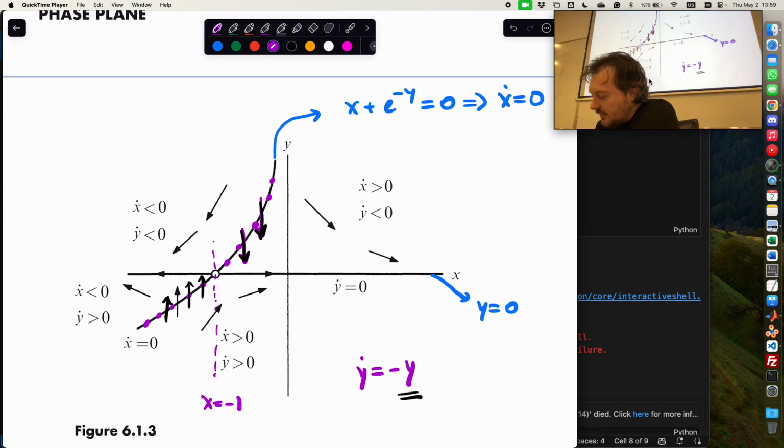How about the other null line? We know that on top of this line, I have to go horizontal. Why is that? Because y's derivative is 0. y derivative is 0. Do you agree?